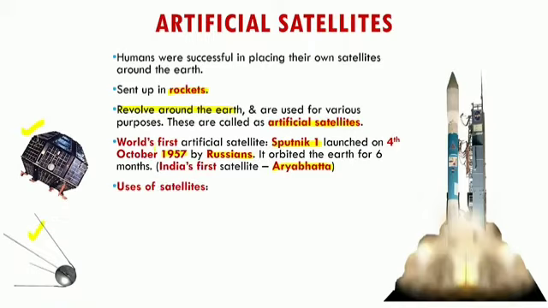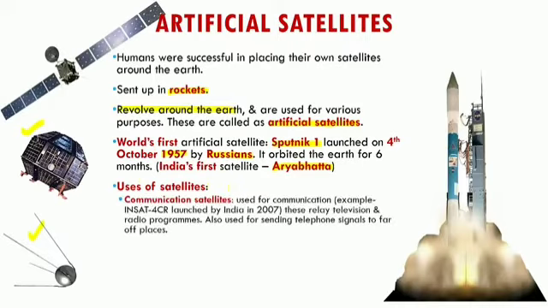Now let's see the uses of satellites. Why do we have to put satellites up? Now there is one category of satellites called communication satellites. These satellites are used for communication, as their name itself suggests. For this, the example is INSAT 4CR, which was launched by India in 2007. These communication satellites help in relaying television and radio programs. Also, they are used in sending telephone signals to very far off places, like we have satellite phones.